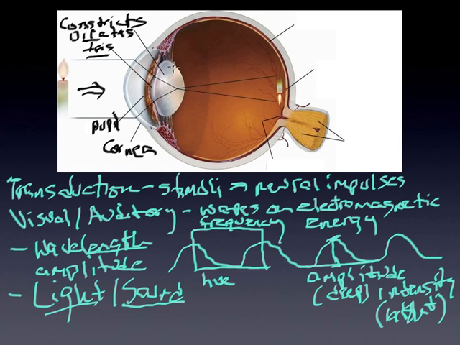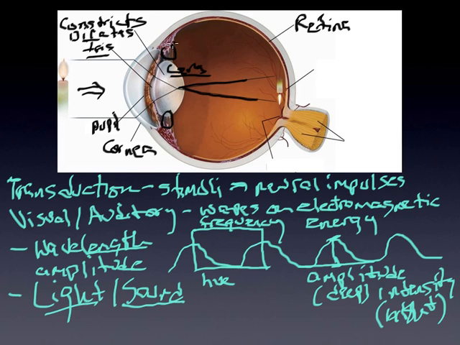This area right here is the lens, and essentially the lens, with these muscles up here, is either thinned or thickened so that the image itself can be focused on the back of the retina. And the retina is filled with a variety of photosensitive cells, which we refer to as rods or cones.